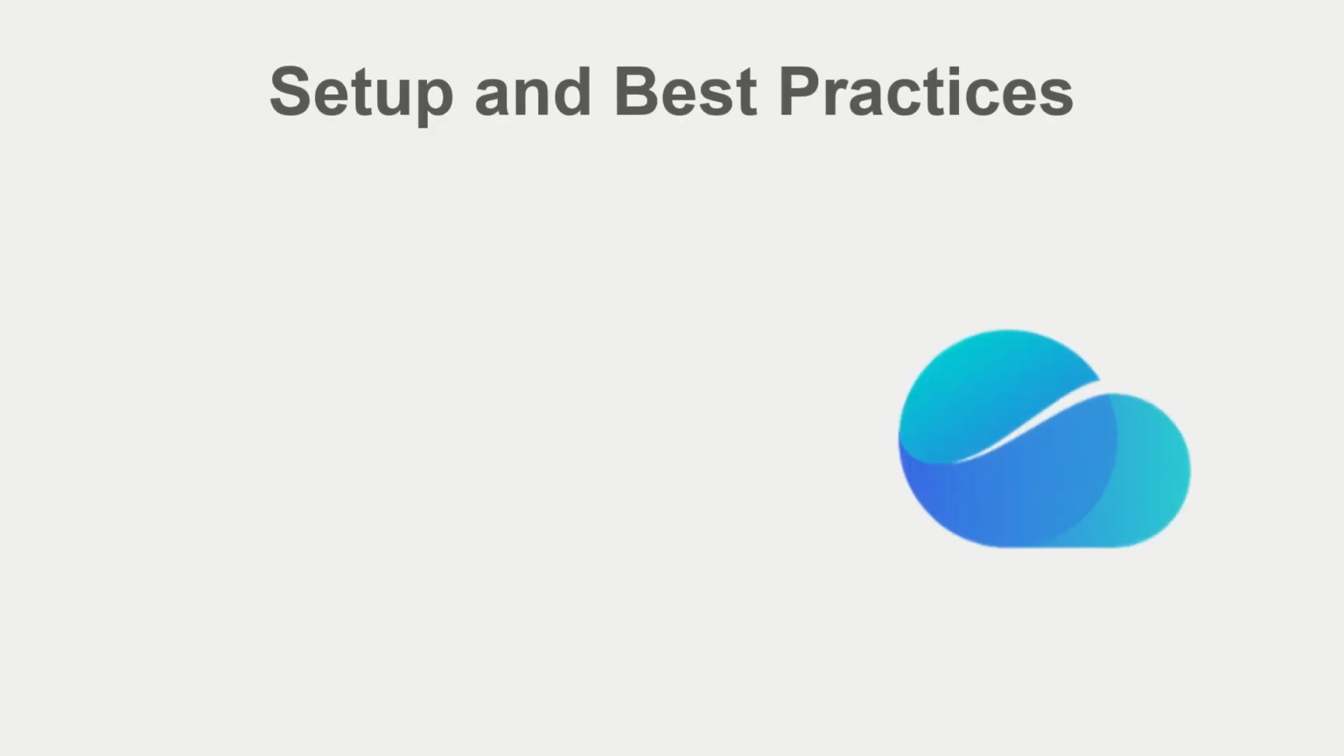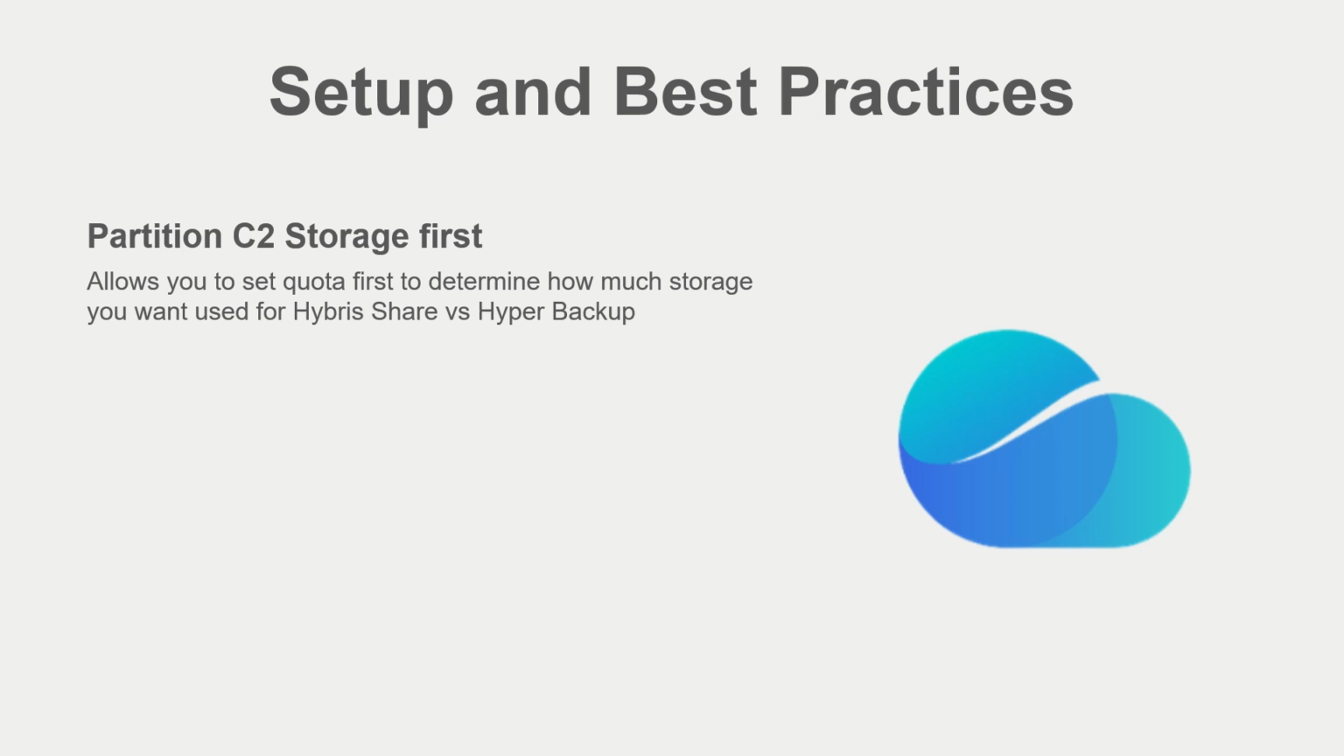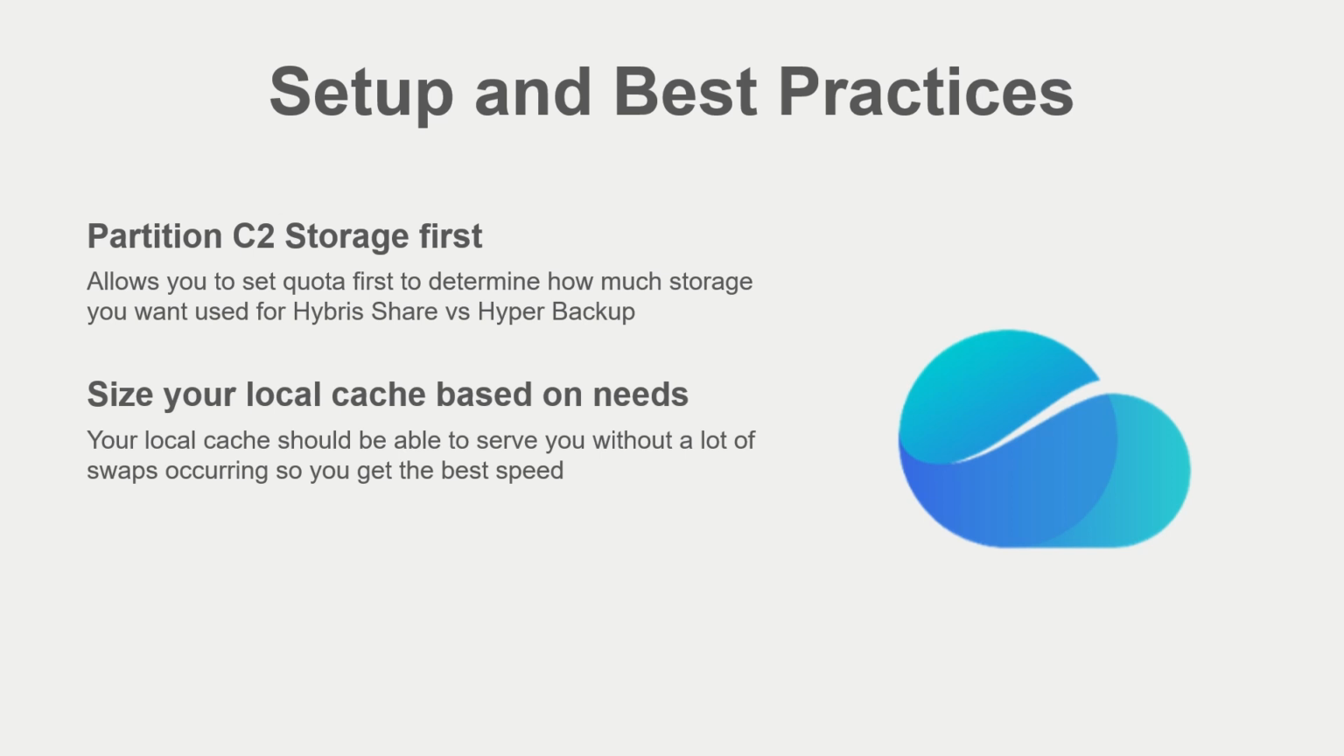So let's go over some setup tips and best practices before we dive into the demo. You first want to partition your C2 storage. You're going to be setting up a quota for your hybrid share folder, and you're essentially determining how much storage you want to utilize for hybrid share versus hyper backup, because C2 storage can be used for both. You then want to size your local cache to meet your organization's needs. Now, Synology recommends that you size your local cache to be able to handle around 2 weeks of your normal workload. The reason being is you'll always have your most recently accessed files on demand over your local network. If you size your local cache a little too small, then you might have excessive swapping with C2 storage, and you won't be getting the best performance possible out of your local cache.